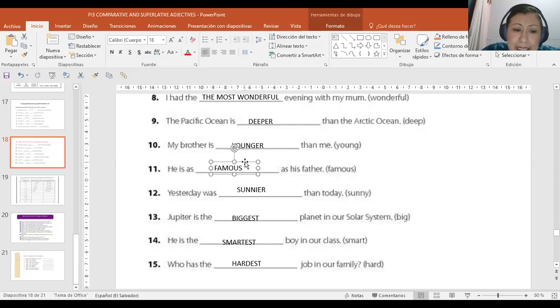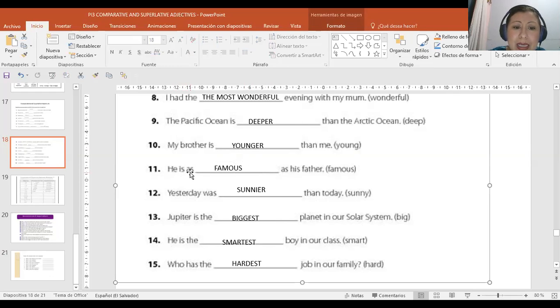Podríamos haber utilizado otro como, por ejemplo, inventemos, ¿verdad? Que la Tierra es del mismo tamaño que Júpiter. Podríamos haber dicho Júpiter is as big as the Earth. Júpiter es tan grande como la Tierra, pero ahí teníamos que haber utilizado el as como en este. He is as famous as his father. Porque es un comparison of equality, una comparación de igualdad. Nadie es mayor que nadie. As.